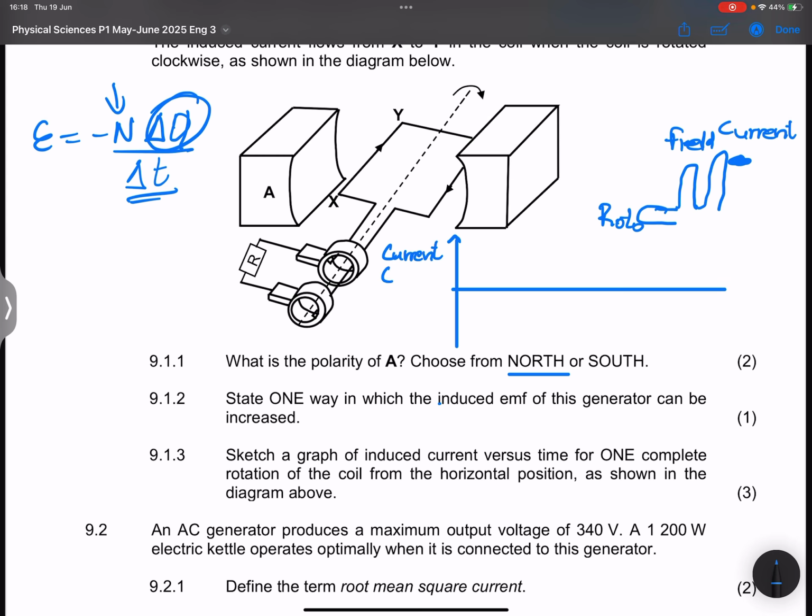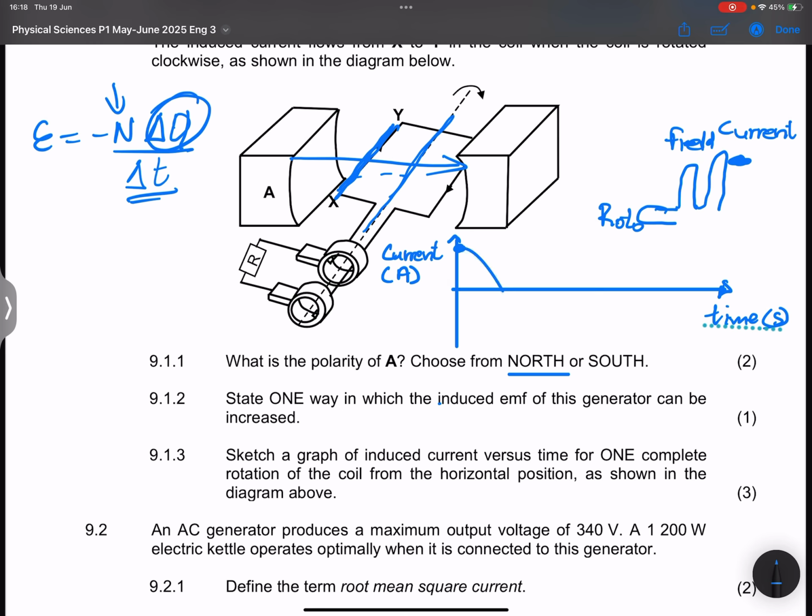All right, and that's in amperes. This is against time, in seconds. Now notice when it is lying flat like this across your magnetic field, that's where we will have maximum current. And then once it's at 90 degrees, we know that our current will be 0.